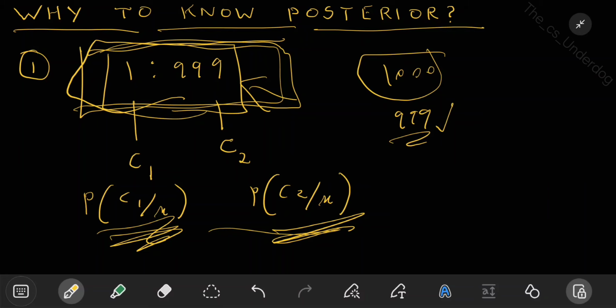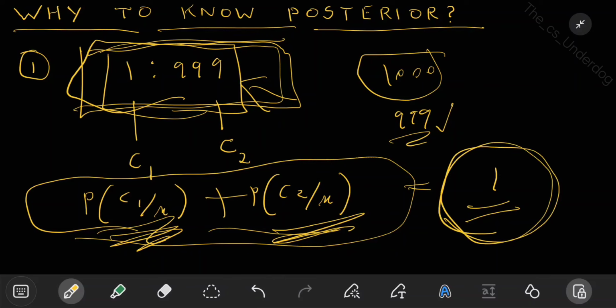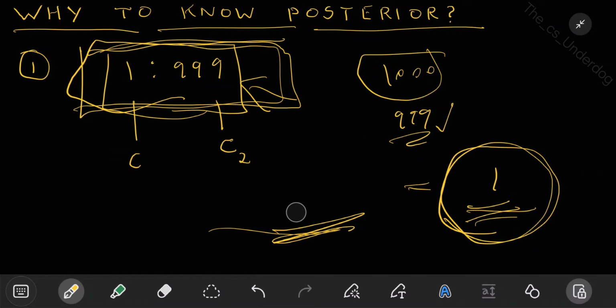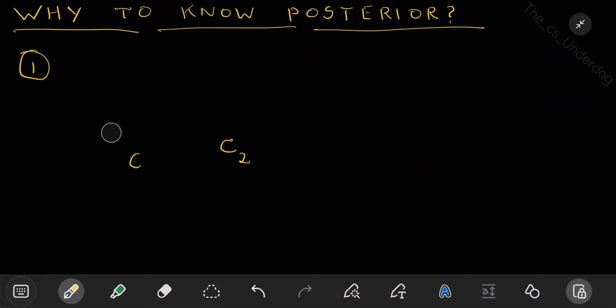But remember, when you are applying these sort of techniques, one thing you have to keep in mind is that finally, when you sum all the posteriors, let's say C1 given X, C2 given X, it should be 1. So for that, you have to normalize. In case the sum doesn't turn out to be 1, it will be an issue. So when you are doing operations of this kind, make sure that you normalize so that the sum is always 1. So this is the first advantage when you're dealing with skewed data in which one class is dominating over the other. In such cases, knowing the posterior will be very helpful.